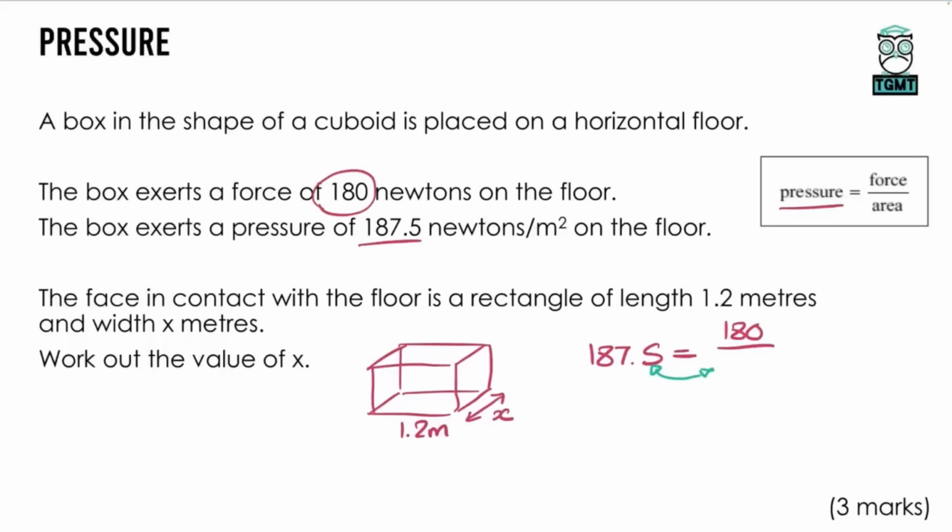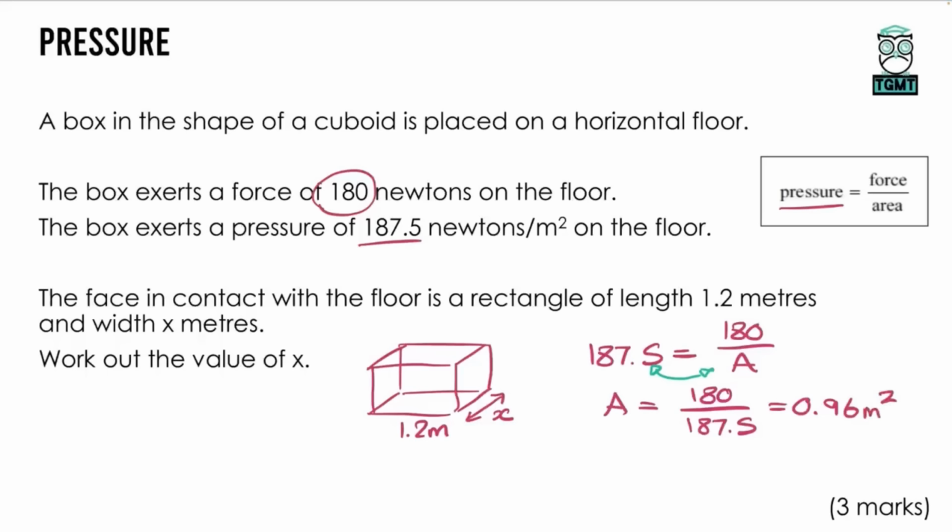Let's call the area A, and then you would divide 187.5 back to the other side. But you can get away with this quite quickly just by switching them. So A is equal to 180 divided by 187.5. So if we type that into our calculator, 180 divided by 187.5, that comes out as 0.96. There we go. So 0.96 is the area, and it's in metres, so that's metre squared.